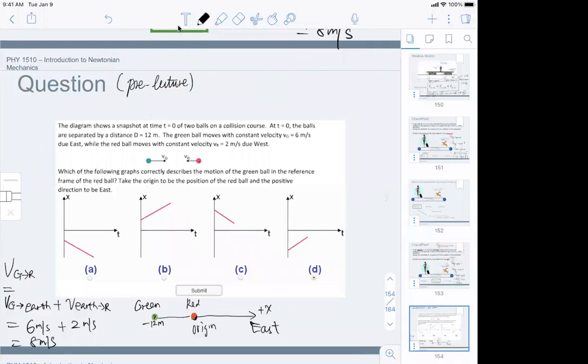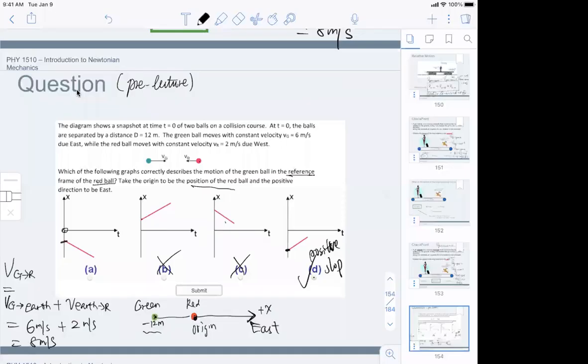And again, my screen is not updating. Let me update it, try to update it. So this one has a positive slope, therefore it's D. You can calculate how much it is, but you don't need that to answer the question.